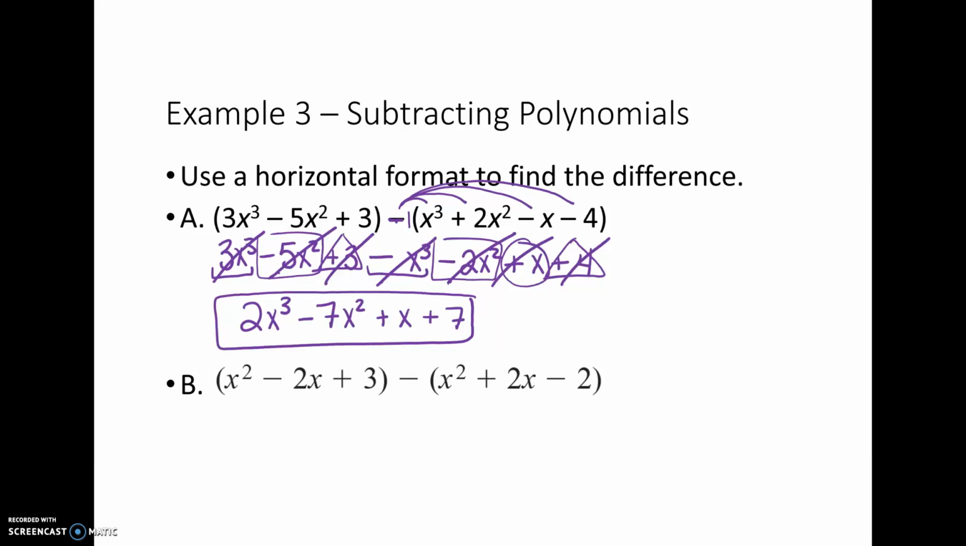I would like you to pause the video. Try example B on your own. Once you have an answer, then play the video so that you can check your work. Seriously, pause the video. I mean it.